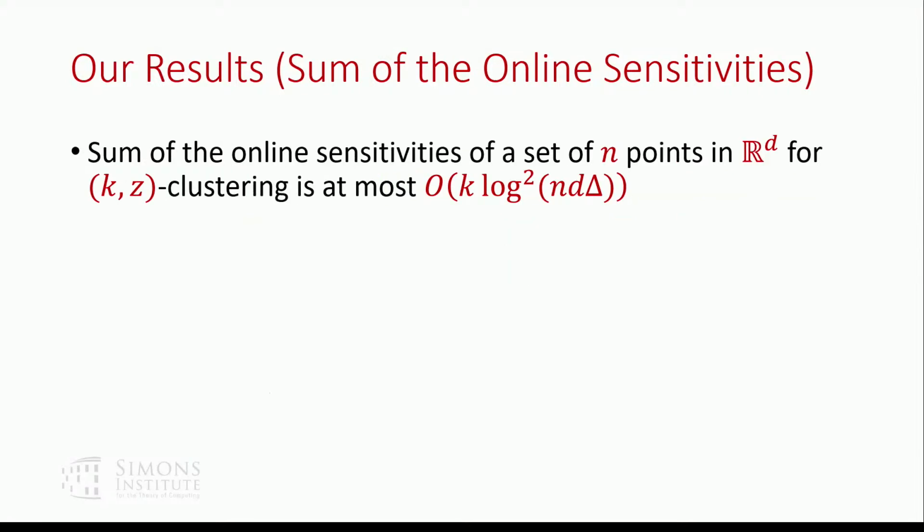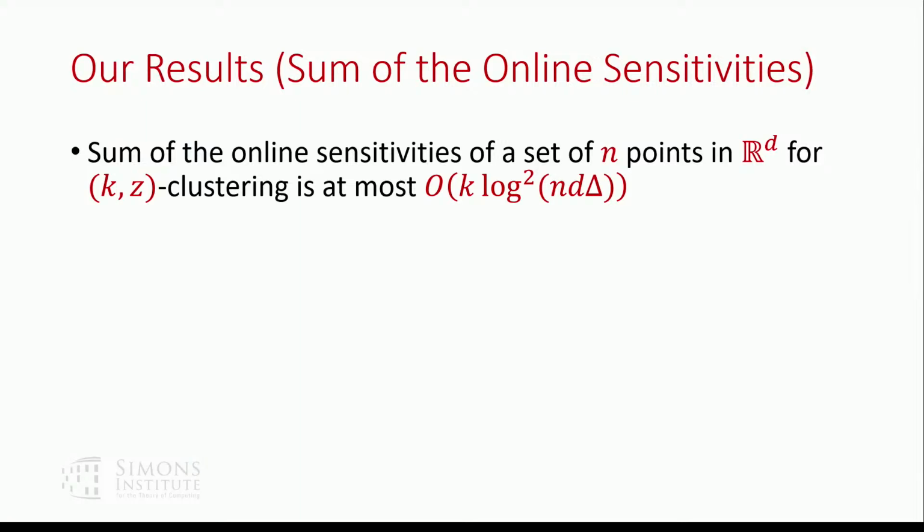And finally, I'd like to mention that one of the structural results that we gave is a sum of the so-called online sensitivities, which I'll also go over in a bit. But we see that the sum of the online sensitivities of a set of endpoints is at most k log squared. And this is useful in other applications.